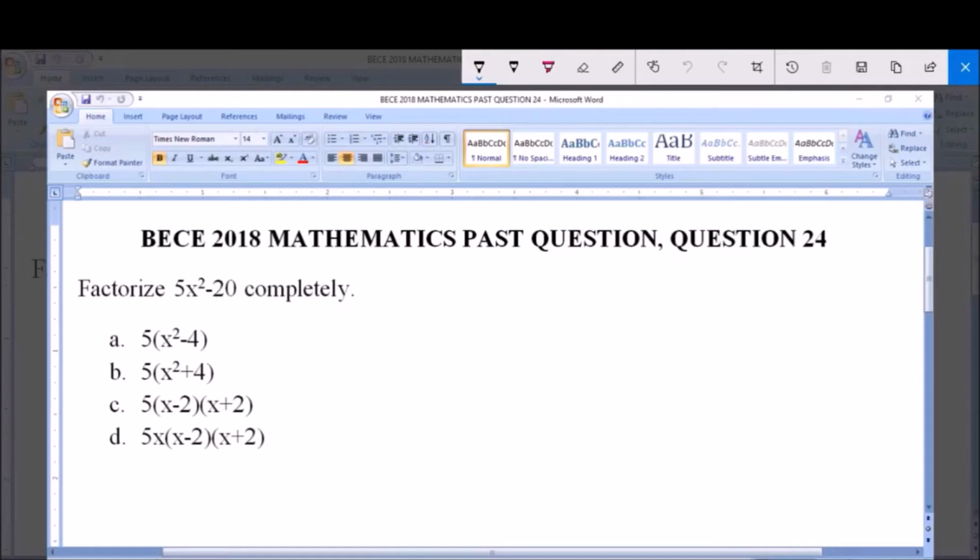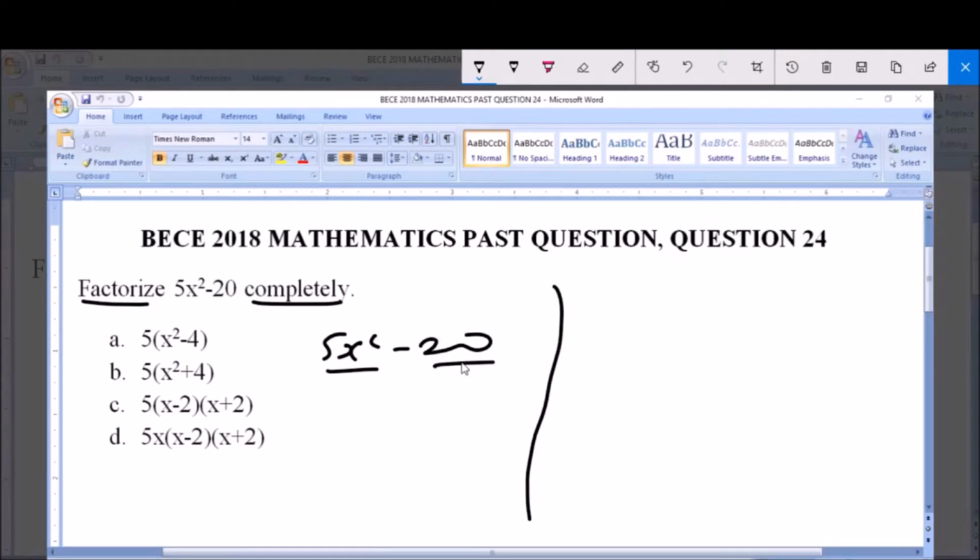So we have to simplify and we have to factorize. Now listen to the instruction. It says factorize completely, that is to the lowest. We're given 5x squared minus 20. Now to begin our factorization, looking at 5x squared and 20, you know that 5 is a common factor of these two figures here, because 5 can go into 5x squared and at the same time go into 20. So therefore we say 5 into x squared minus 4.